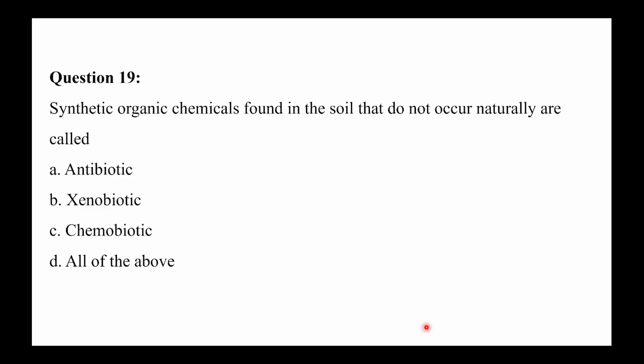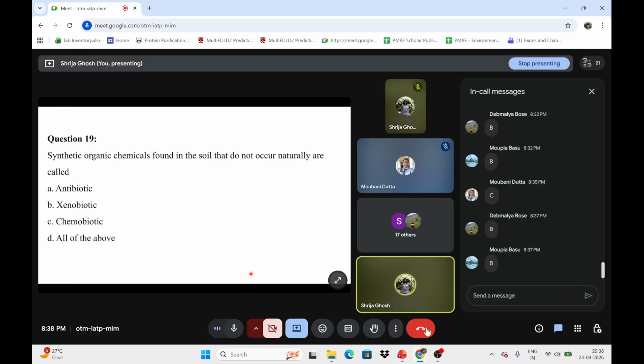Next question is, synthetic organic chemicals found in the soil that do not occur naturally are called. Options are antibiotic, xenobiotic, chemobiotic, all of the above. This is also something we have discussed in one of the previous questions. What would be the correct answer?